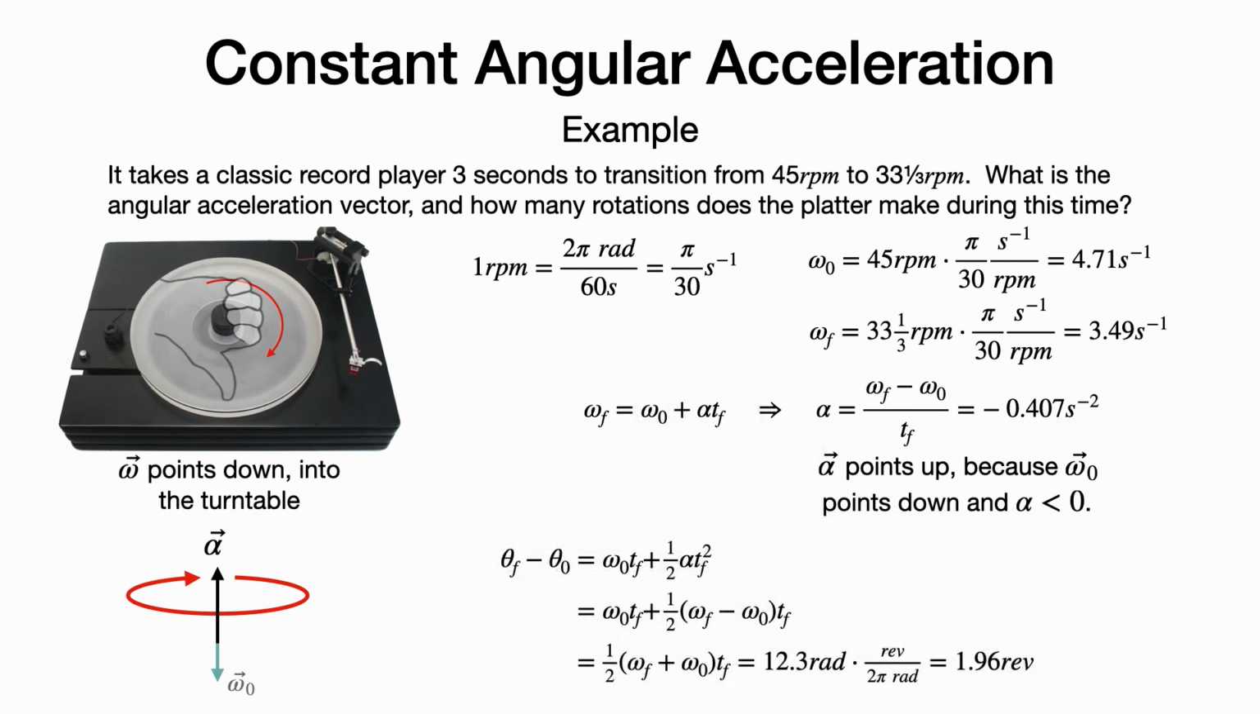To find the number of rotations, well, we take the relationship between angular displacement and the acceleration in time. We plug in our values for the angular acceleration, and we find that we go through 12.3 radians of rotation, which we can convert into revolutions by dividing by 2 pi. And we find that the platter rotates 1.96 revolutions, almost 2 full revolutions during that 3 seconds.